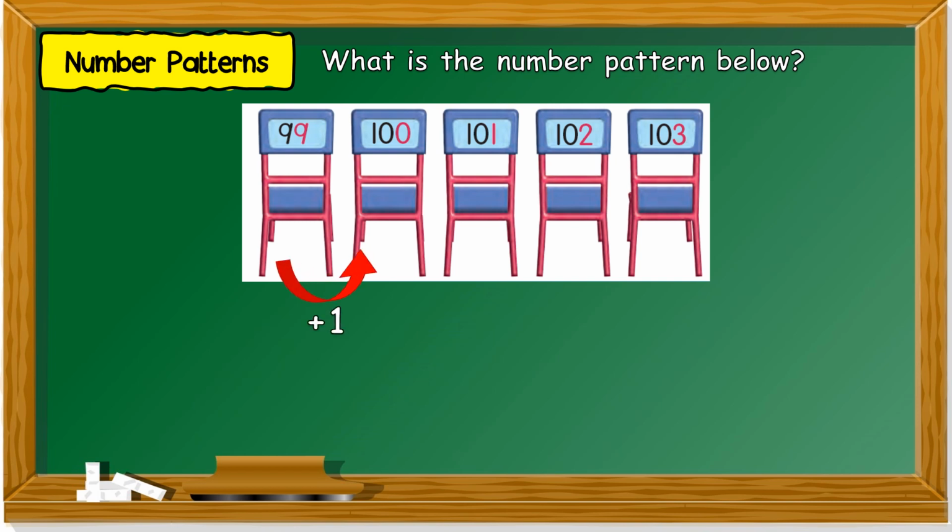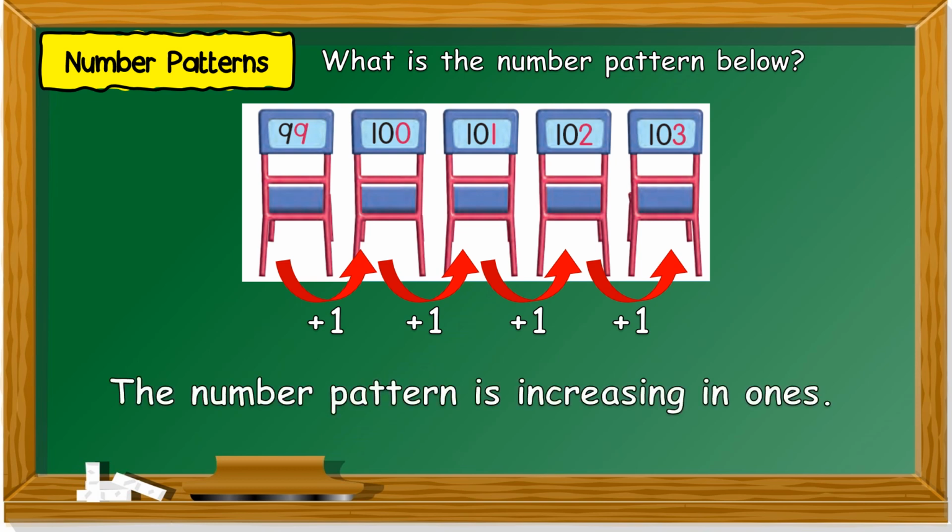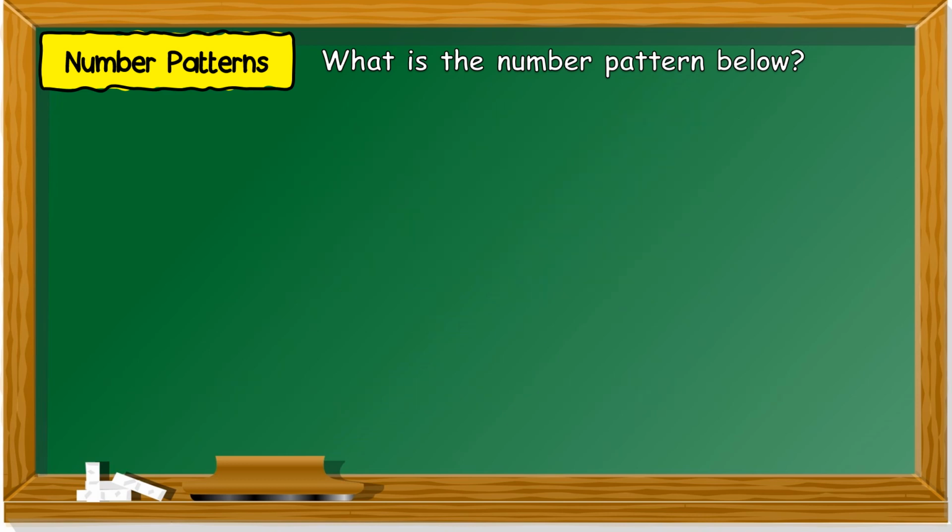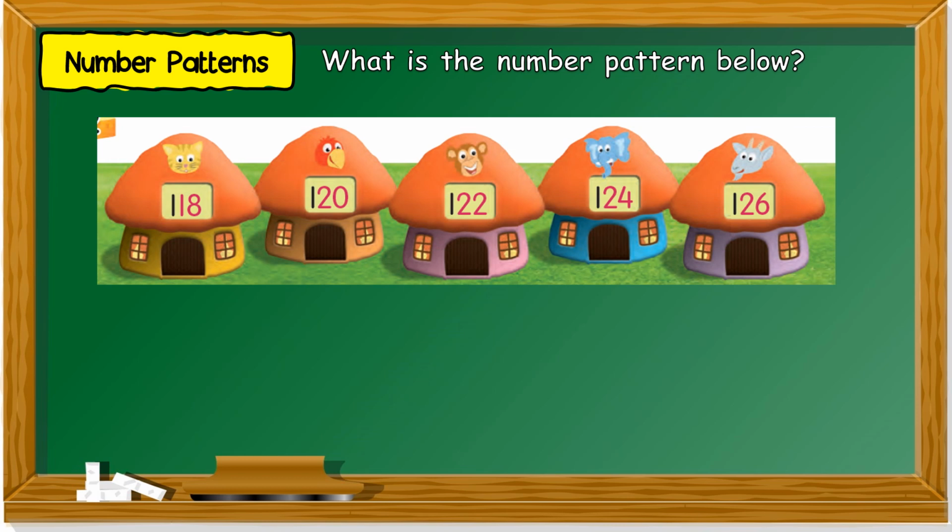We look at 99 to 100. We plus 1. 100 to 101 plus 1. Same goes for the other two. So, the number pattern here is increasing in ones. Pola nombor ini bertambah dalam satu. Next example.